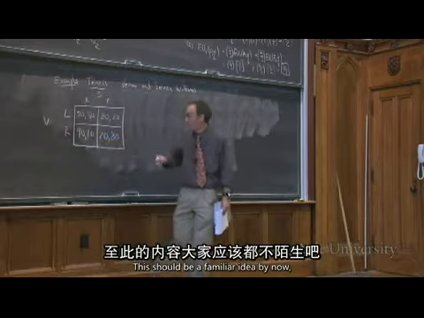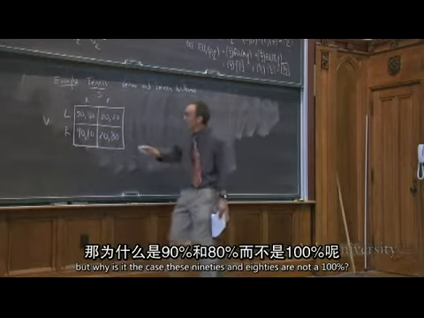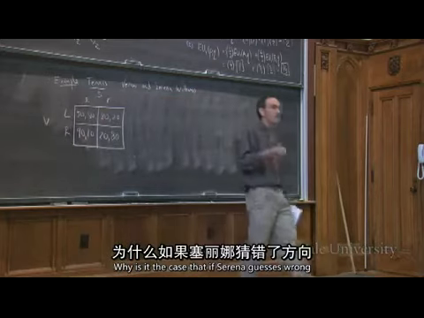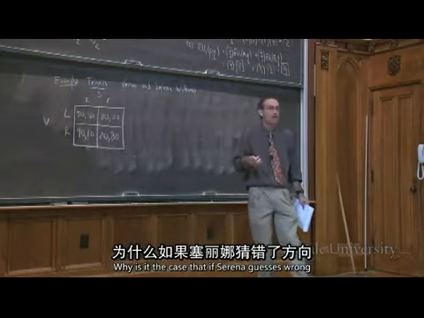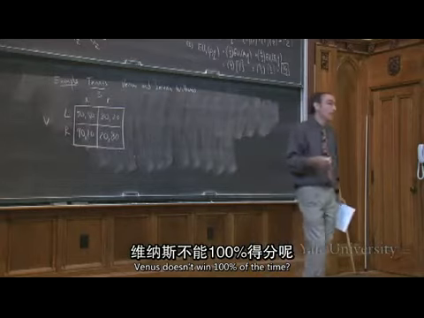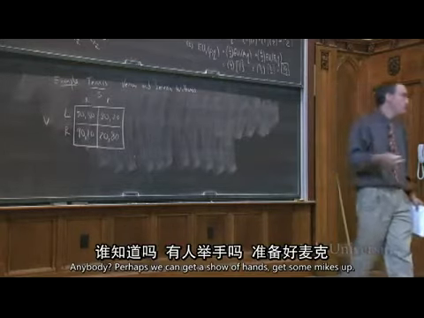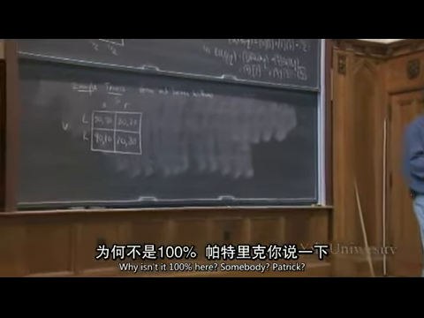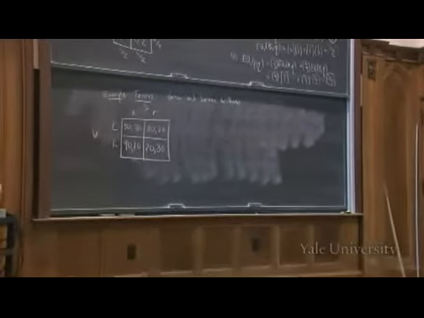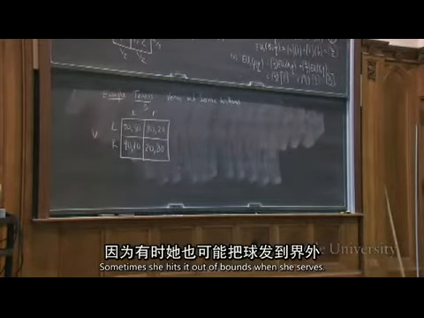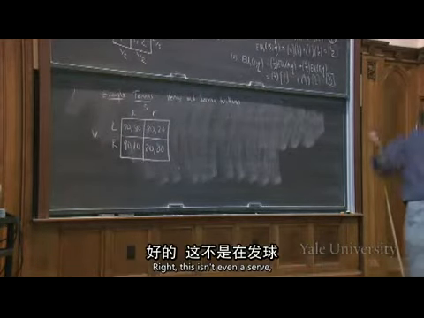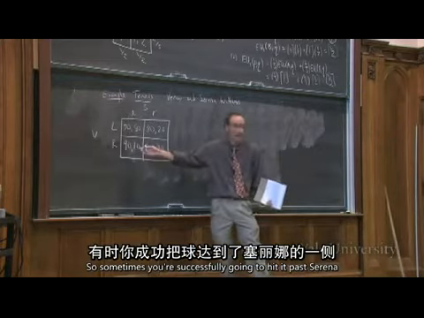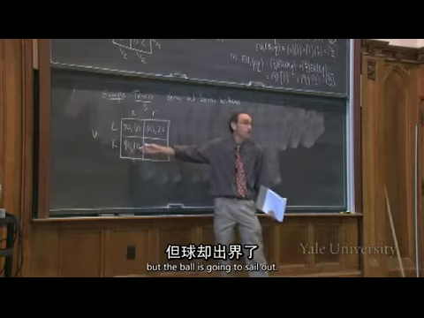All right, and this should be a familiar idea by now, but why is it the case that these 90s and 80s are not 100%? Why is it the case that if Serena guesses wrong, Venus doesn't win 100% of the time? Anybody? Why isn't it 100% here? Somebody? Yeah, Patrick? Sometimes she hits it out of bounds when she serves. Right, so yeah, this isn't even a serve, this is a passing shot, but the same is true. So sometimes you're just successfully going to hit it past Serena, but the ball's going to sail out.